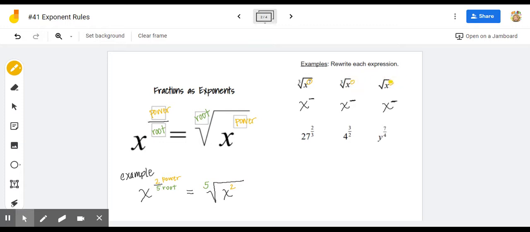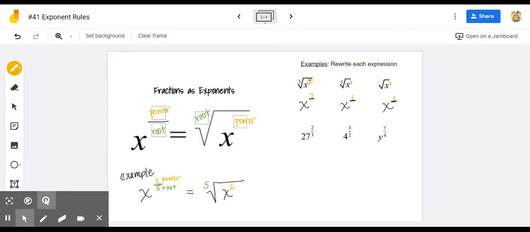Now, if there is no power that you see on the inside here, it means that power is equivalent to 1. And why it's a 1, guys, is because it's a placeholder. If I don't write it, I assume it's a value of 1.